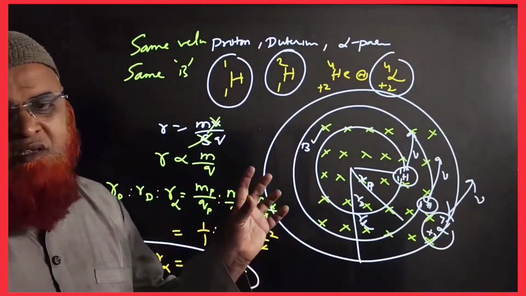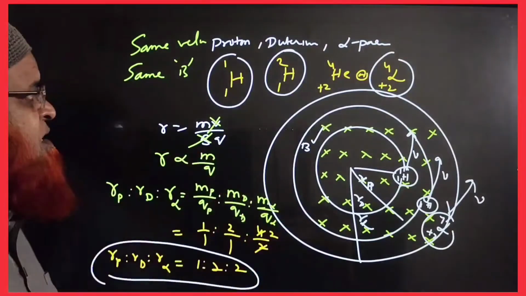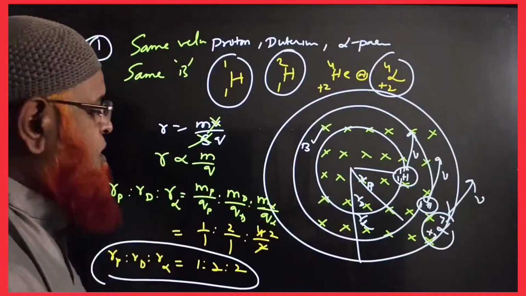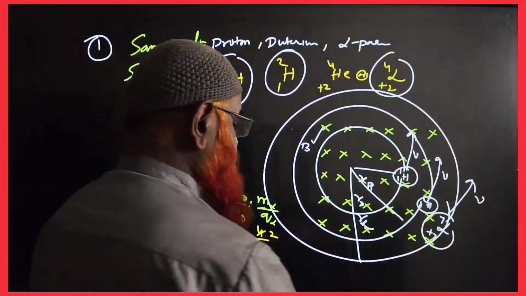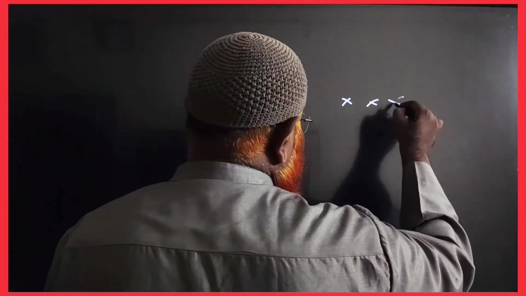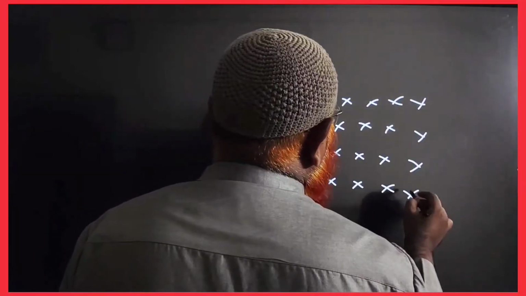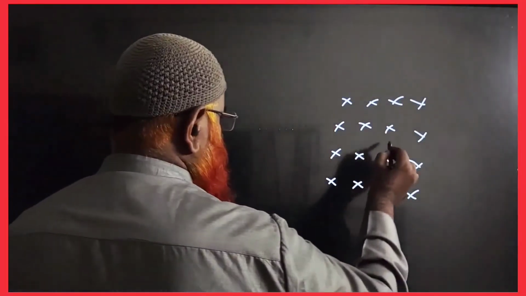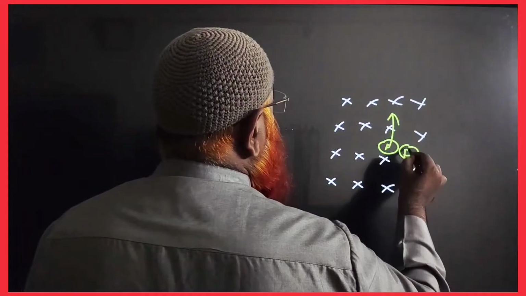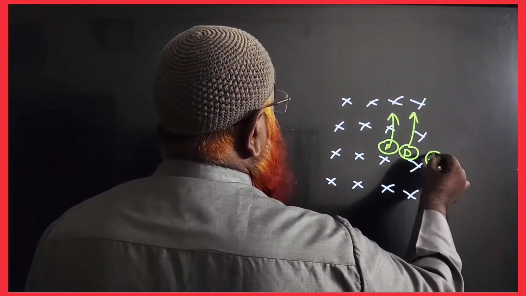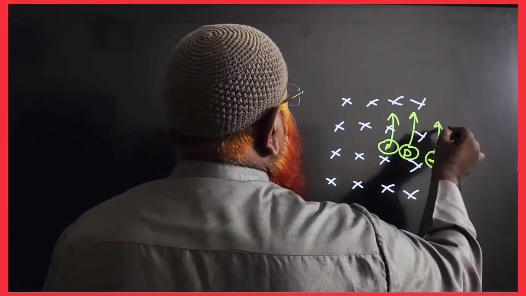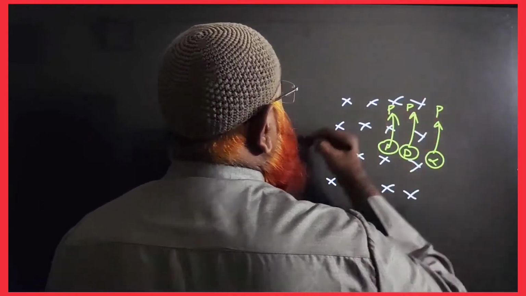This is the first type of problem I am doing. This is model number 1. Now let me go for the next problem. What is the next problem here? In this magnetic field, three things are entering. One is proton, another is deuterium, another is alpha particle, and they are entering with the same momentum P.